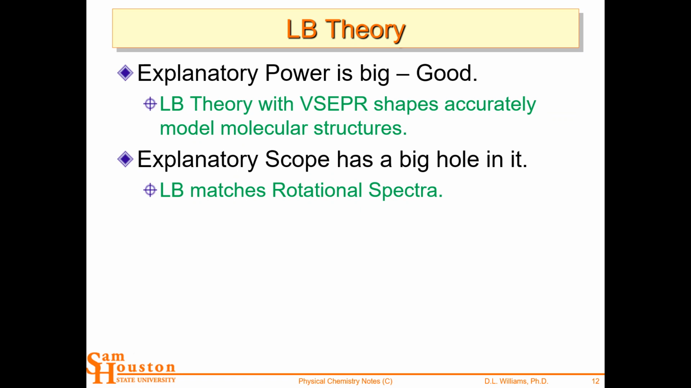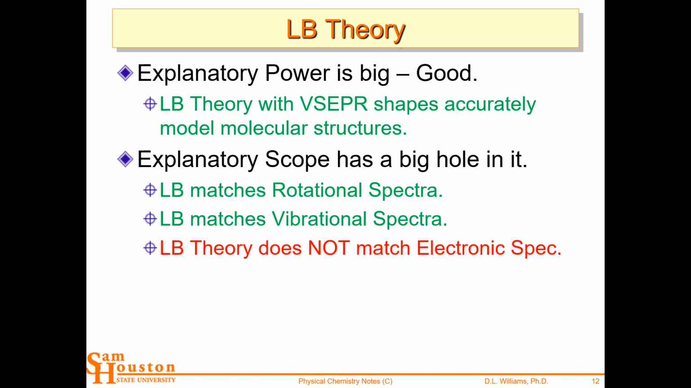And that sort of tells you about the scope as well. It matches the rotational spectra. It predicts bent and linear molecules and other kinds of shapes. And then it matches the vibrational spectra too, for the double bonds and single bonds and things in the molecules that would give you different fingerprint region peaks. But it does not match the electronic spectroscopy. So there's a big hole there in this theory.